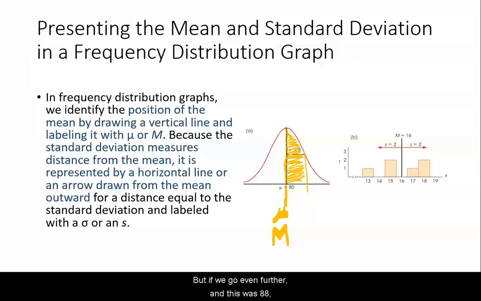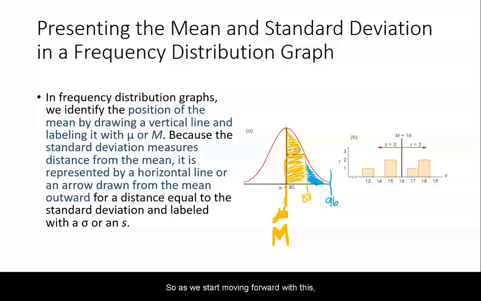But if we go even further, and this was 88, we had a standard deviation of 8 and a mean of 80. Then between 80 and 88, all of those scores there we just listed. If we go another standard deviation, a second standard deviation, then we're going to add 16 to 80, which is going to be 96, or 88 plus 8, also 96. And this is how many scores fall in there, so far fewer.